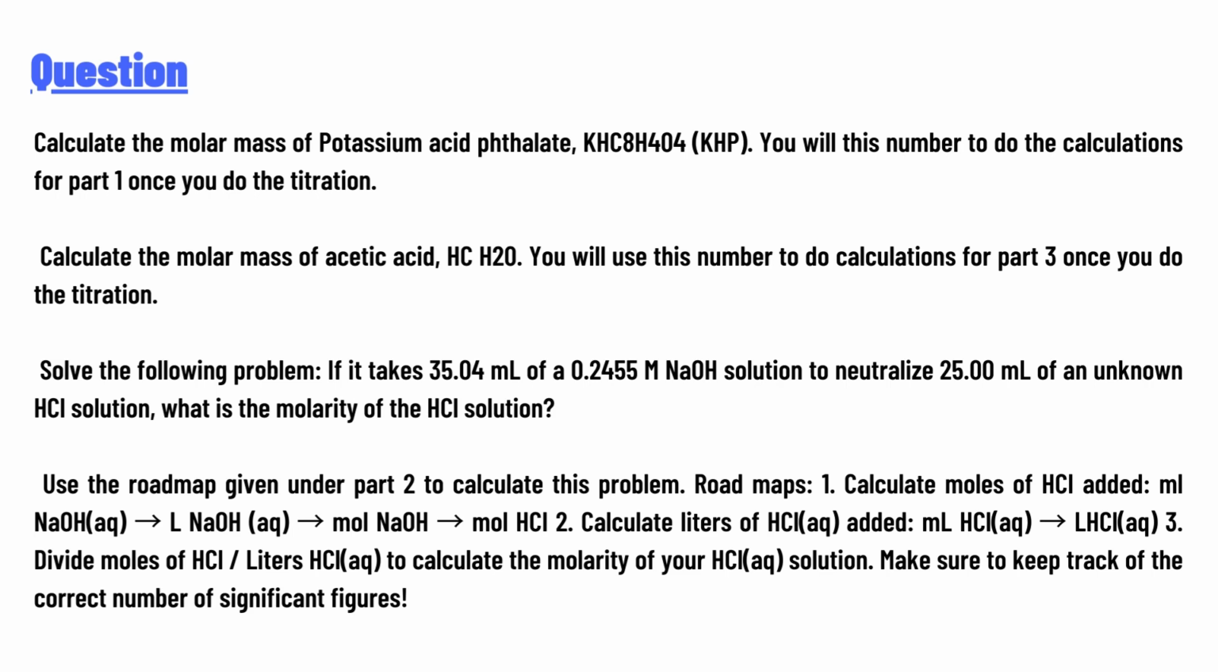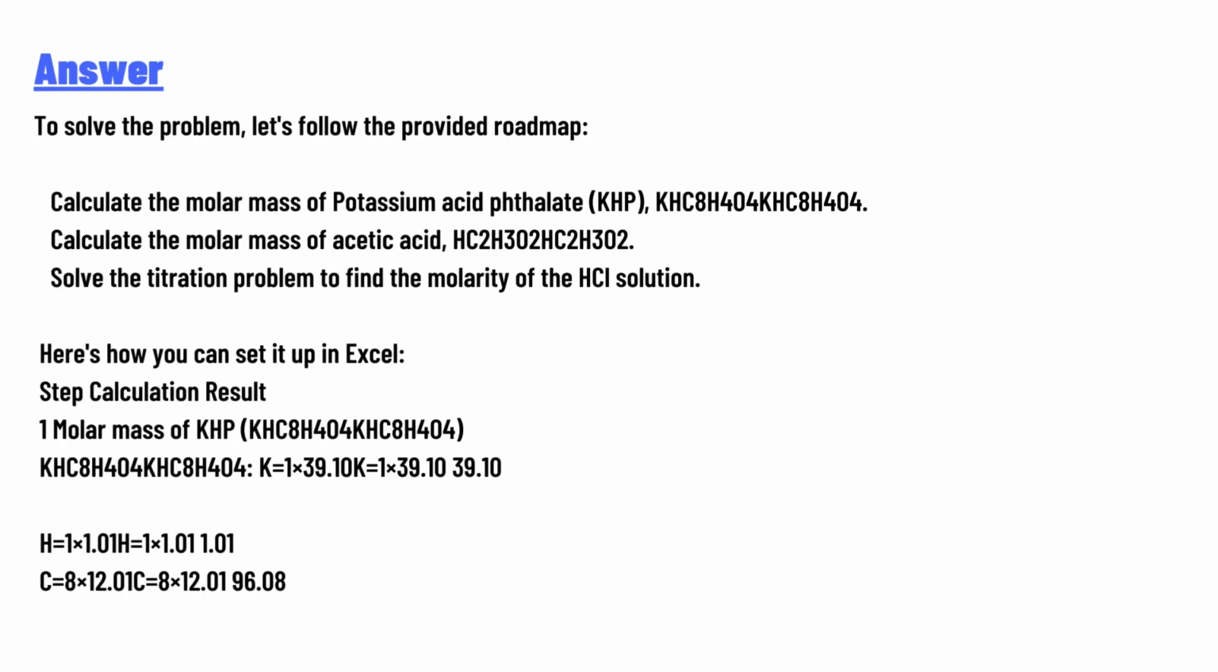Roadmap: first, calculate moles of HCl: mL NaOH to L NaOH to moles NaOH to moles HCl. Second, calculate liters of HCl: mL HCl to L HCl. Third, divide moles of HCl over liters of HCl to calculate the molarity of your HCl solution. Make sure to keep track of the correct number of significant figures. And the answer to the question: to solve the problem, let's follow the provided roadmap.